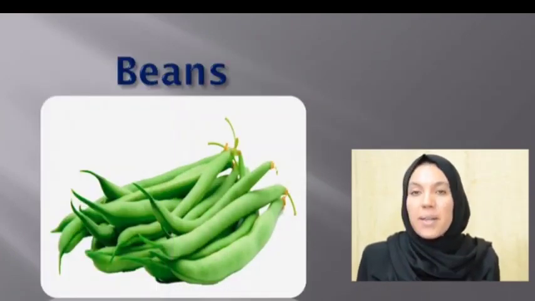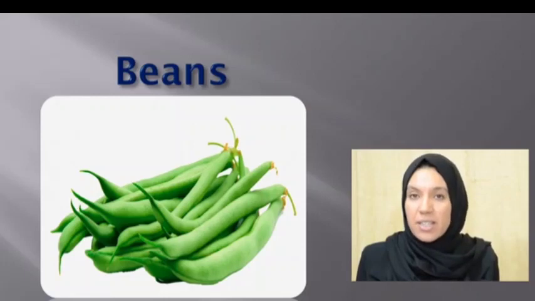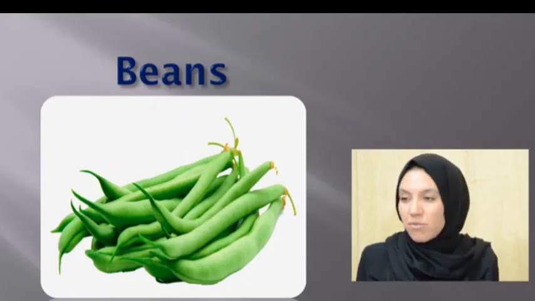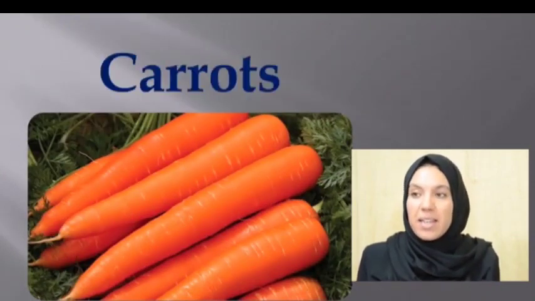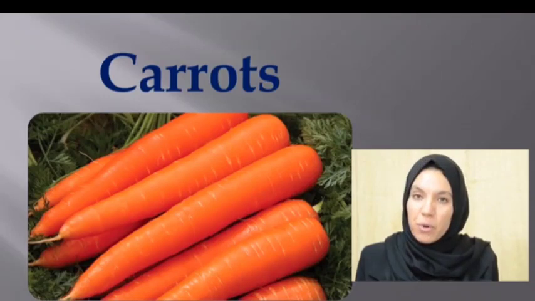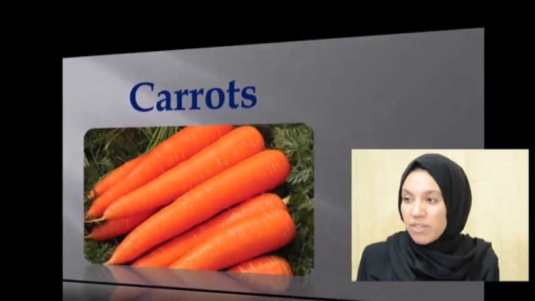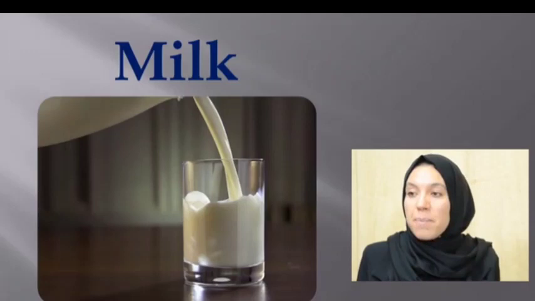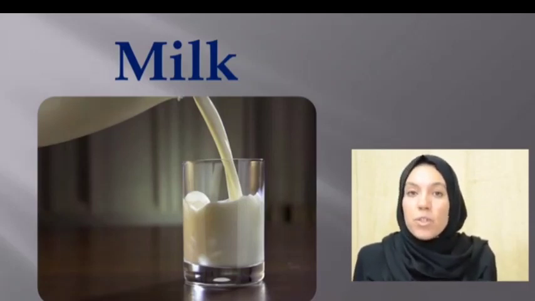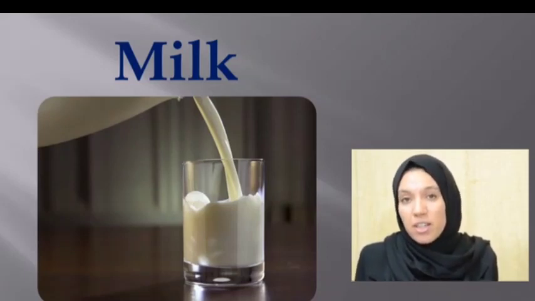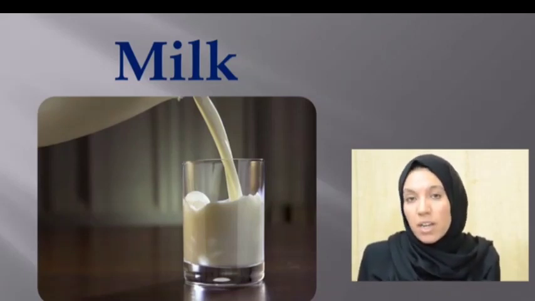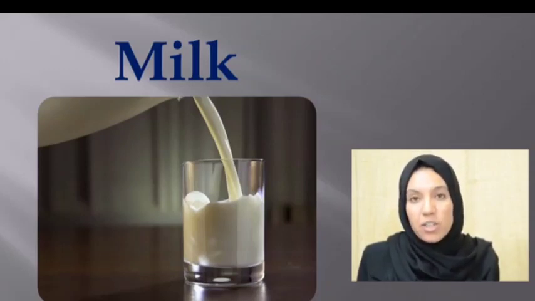Next, we've got beans. And beans, obviously, they are vegetables, right? Next, we've got carrots. And carrots, of course, are a type of vegetables. So we classify them with vegetables. Moving on to the next slide, we've got milk. Now here you've got two answers. Either you can classify milk with dairy products, or you can say it's a drink. So both answers are correct, of course.